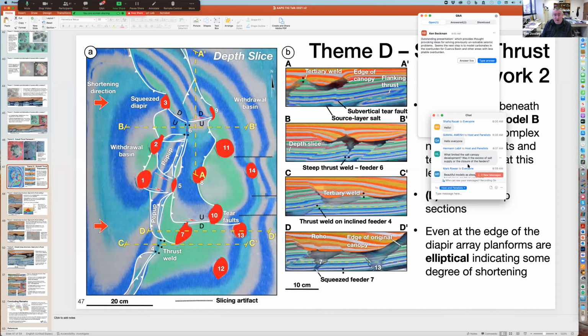In the second model, obviously I had more salt in there, so we actually had more salt to access.